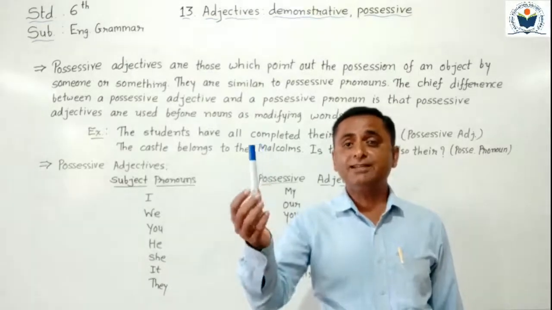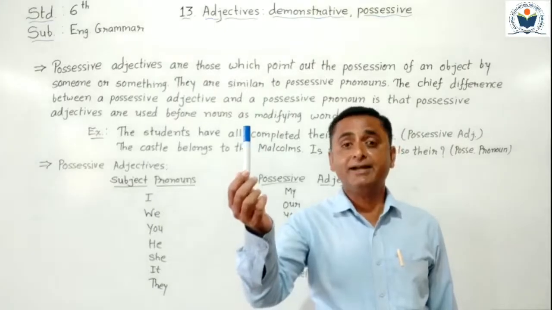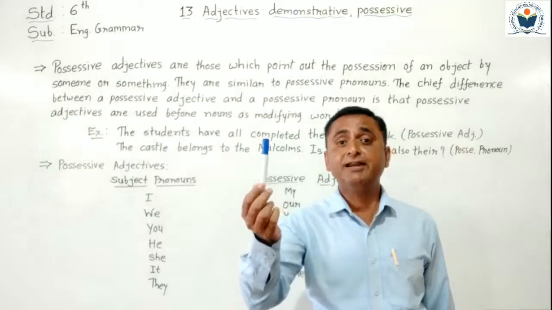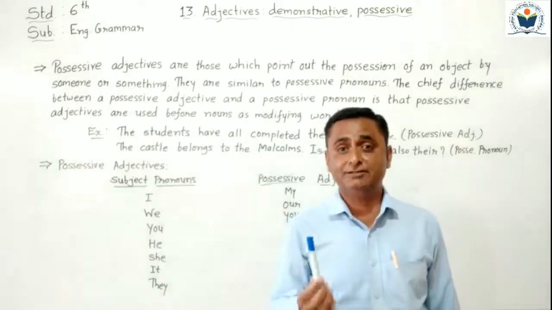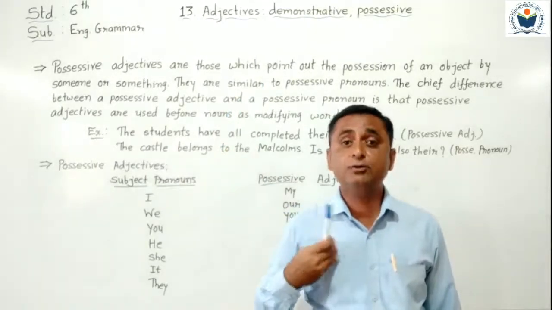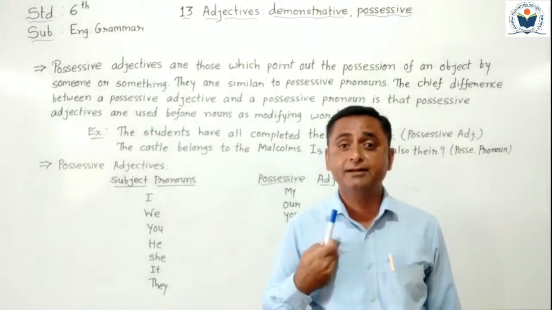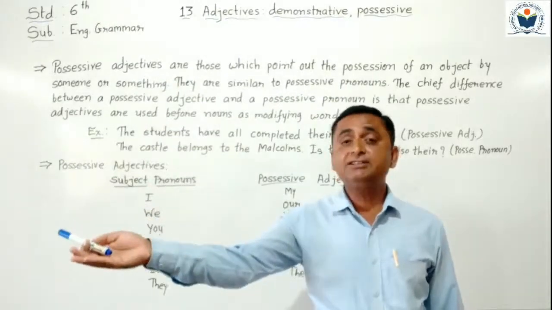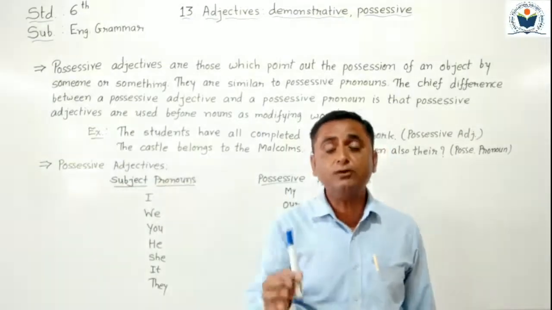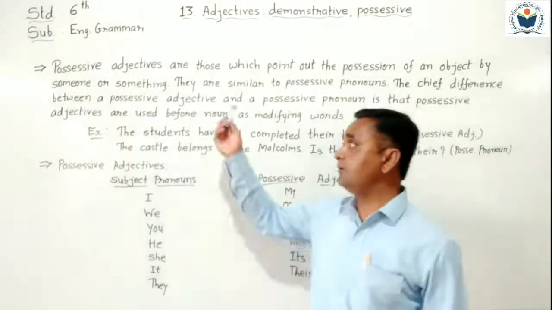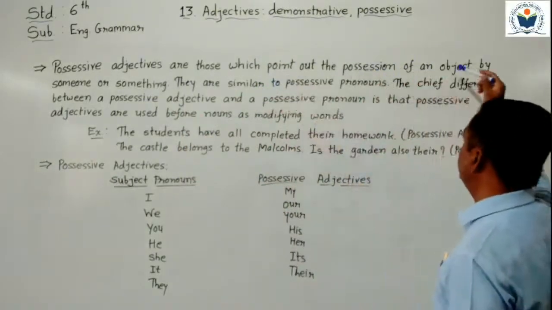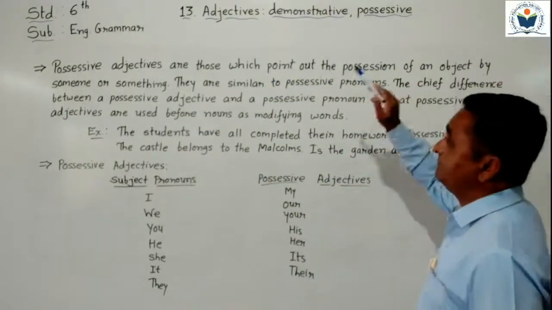For example, we can say it is my marker. Here we can show the possession. Maliki batave chhe. It shows the possession of my marker. Or Ravi's book. So here Ravi's possession is shown. So that type of possessive adjective is used. Possessive adjectives are those which point out the possession of an object by someone or something.